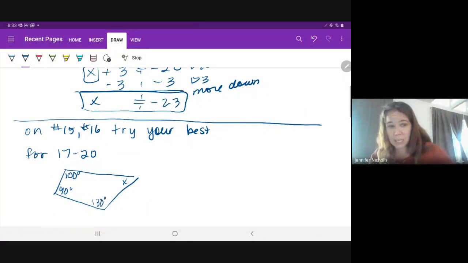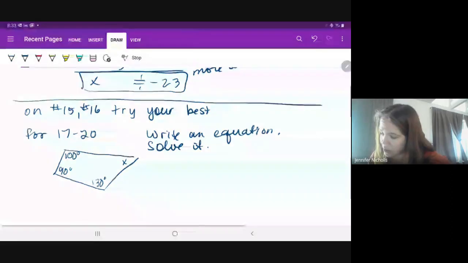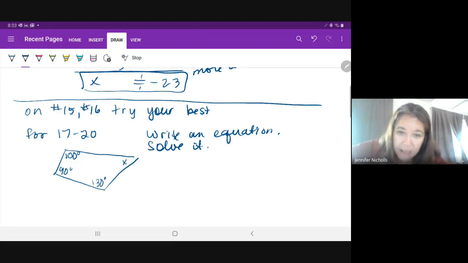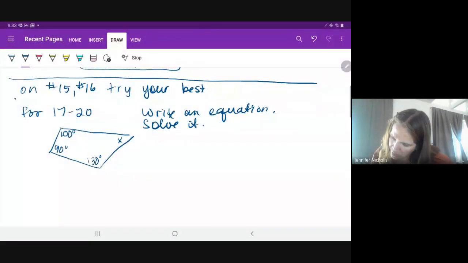What it says on 17 through 20 is to write an equation, and then solve it. So there's really two answers. It also says in the instructions the sum of the angle measures is 360. So it tells you that in the problem, but you can use this example to help you. What example number is this? Example 6? Okay, so this is example 6.